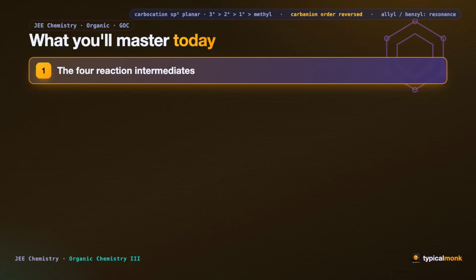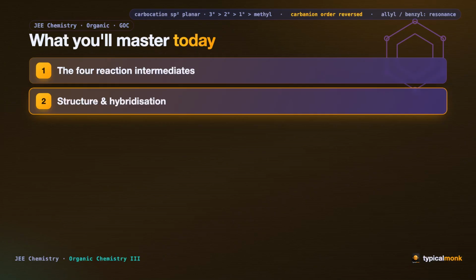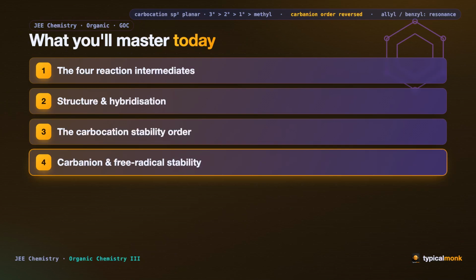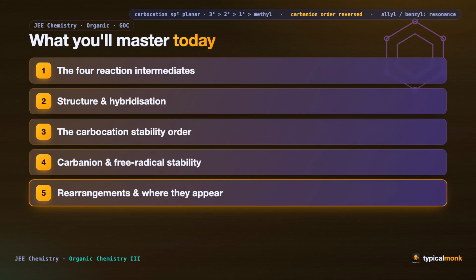Here is what you will master today. First, the 4 reaction intermediates. Second, their structure and hybridization. Third, the carbocation stability order. Fourth, carbanion and free radical stability. And fifth, rearrangements and where these intermediates appear. One idea at a time.